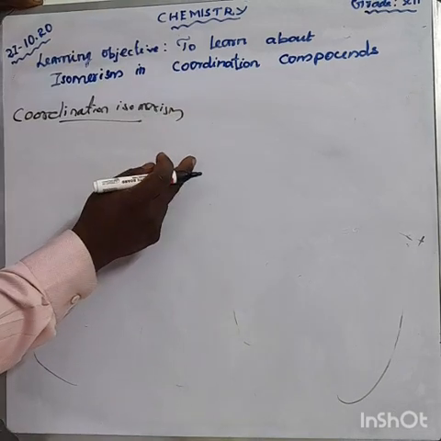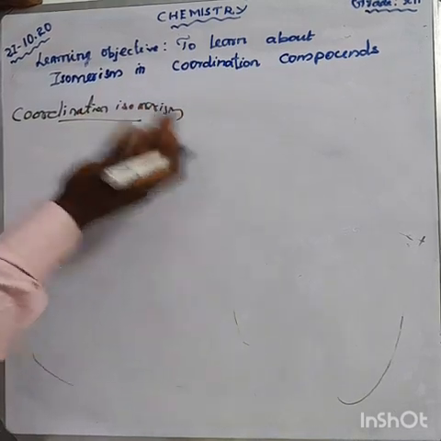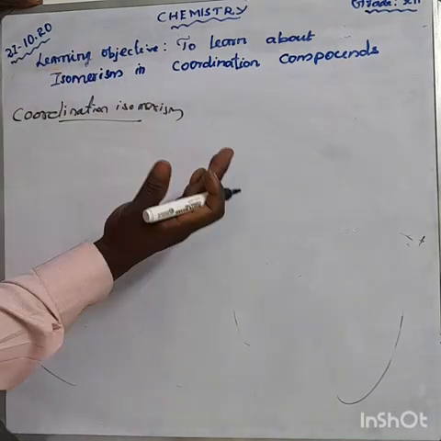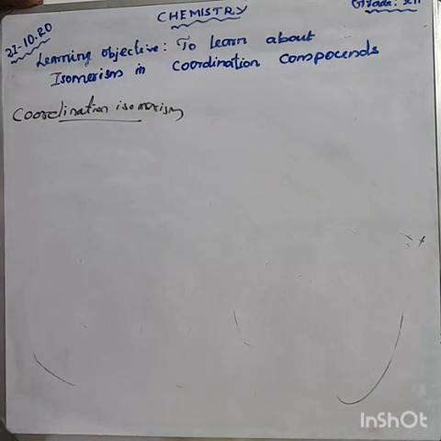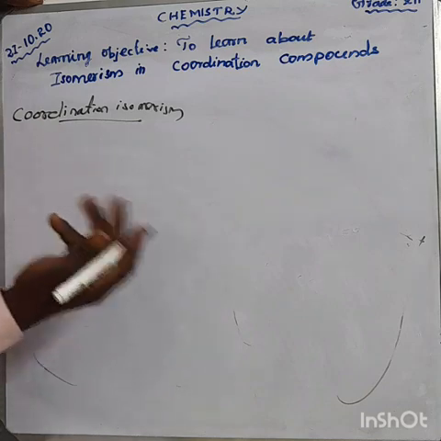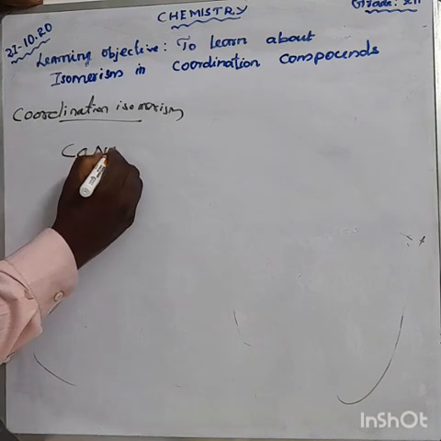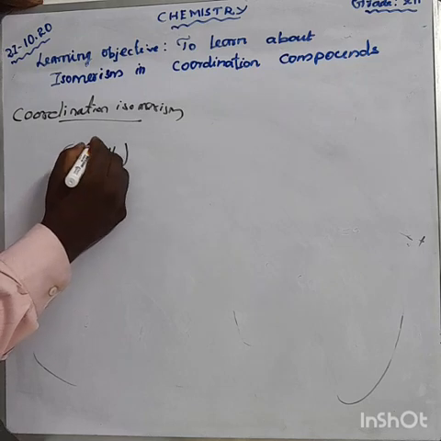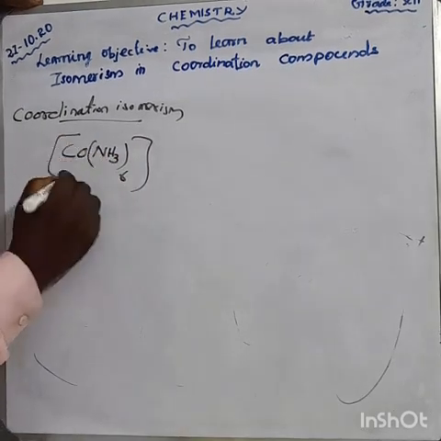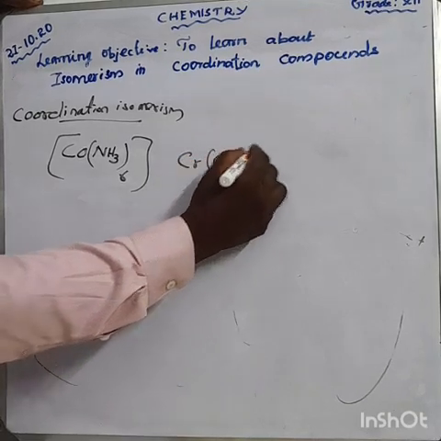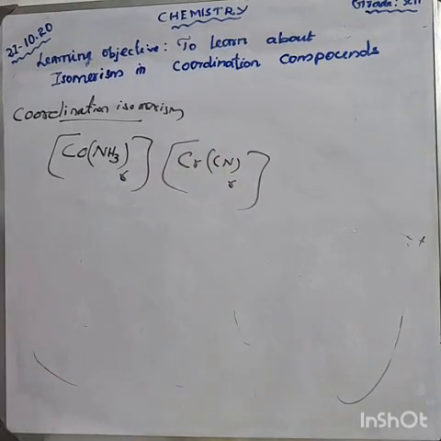Coordination isomerism means there is an interchange of one or more ligands between the anionic and cationic complex. We are taking two complexes. For example, I am taking Co(NH3)6 and here I am taking Cr(CN)6. This is one of the coordination compounds, am I right?